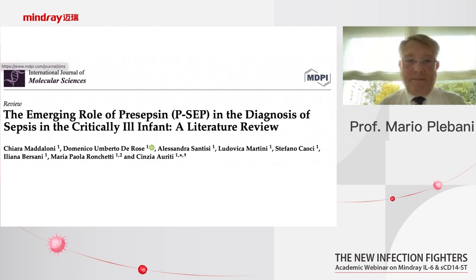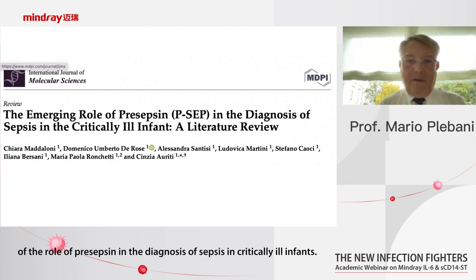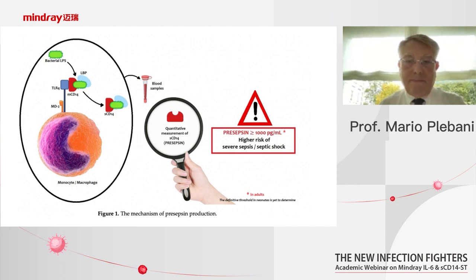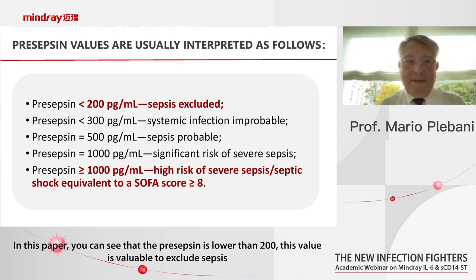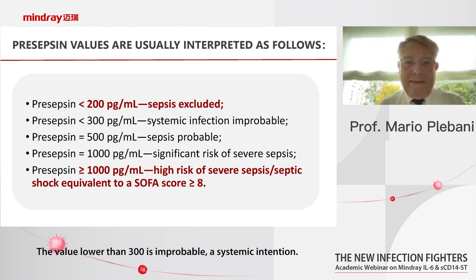This is another interesting review on the role of presepsin in the diagnosis of sepsis in critically ill infants. In this paper, you can see that a presepsin value lower than 200 is valuable to exclude sepsis. Values lower than 300 make a systemic infection very improbable. Otherwise, presepsin of 1,000 picograms per ml or higher is related to a high risk of severe sepsis and septic shock.